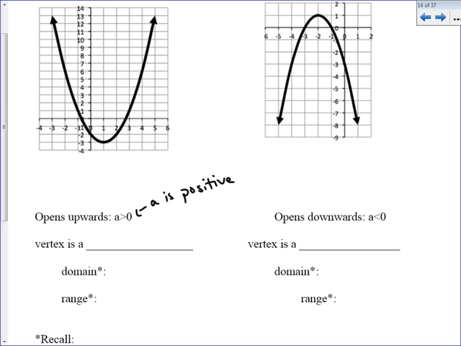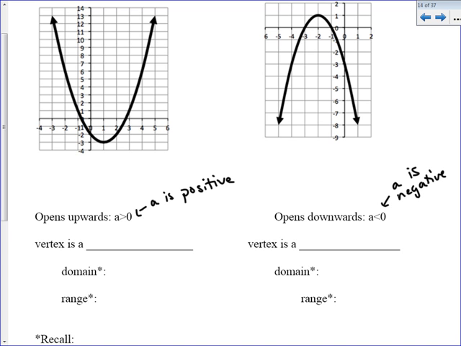It opens upward. If we have a less than 0, which is the fancy way of saying a is negative, it opens downward. So we'll always have an idea right away going into this what our picture should look like. And if we can't connect our points to make that picture, we might have something wrong along the way.